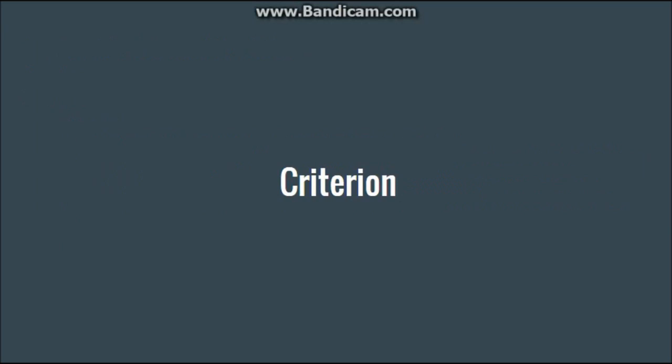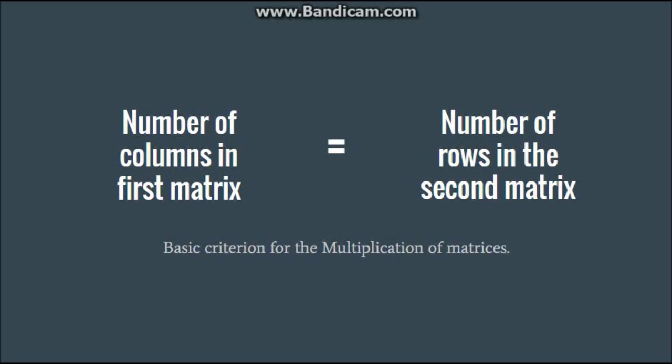So the criterion for multiplication of matrices is that the number of columns in the first matrix must be equal to the number of rows in the second matrix. So how should we then multiply matrices?